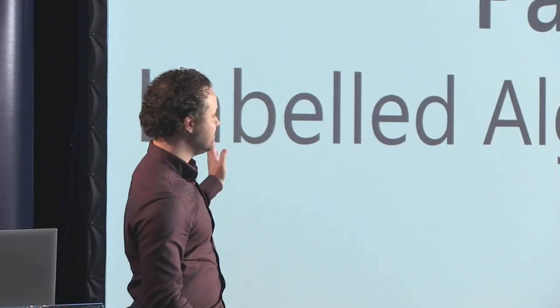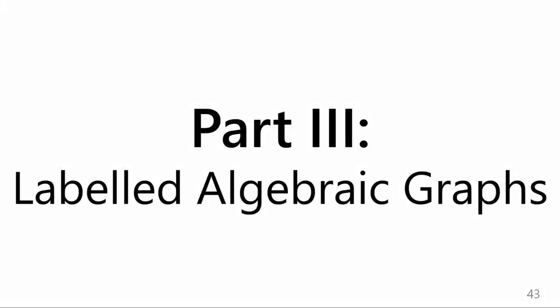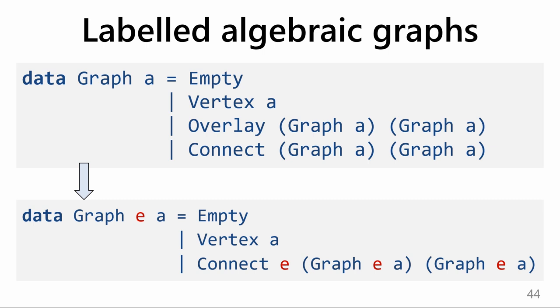OK, so now finally labeled graphs. This is what I promised in the title. So how do we add labels to this? To me, it was a surprise that adding labels actually simplifies the representation, the language slightly. So we go from 3 constructors to 2 constructors.